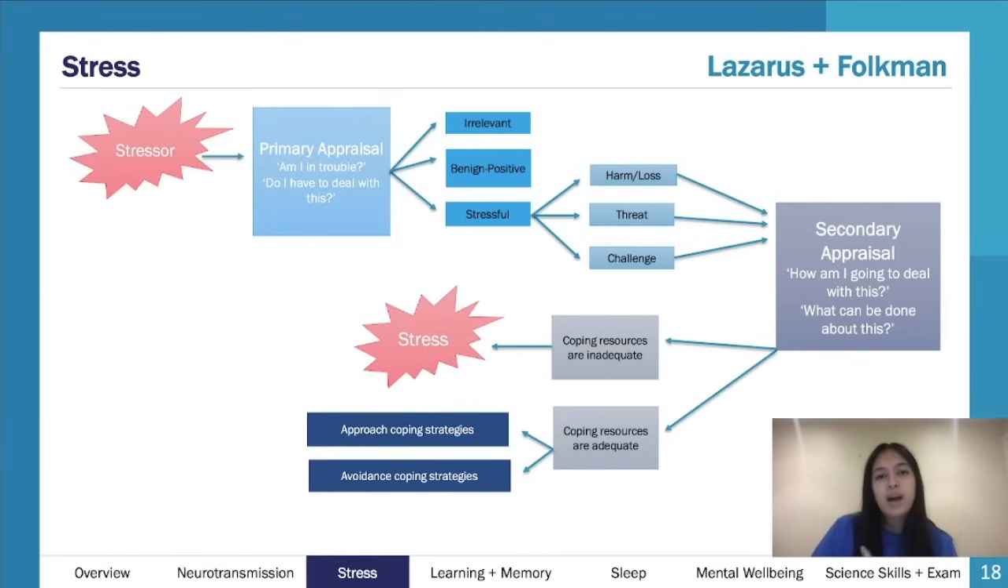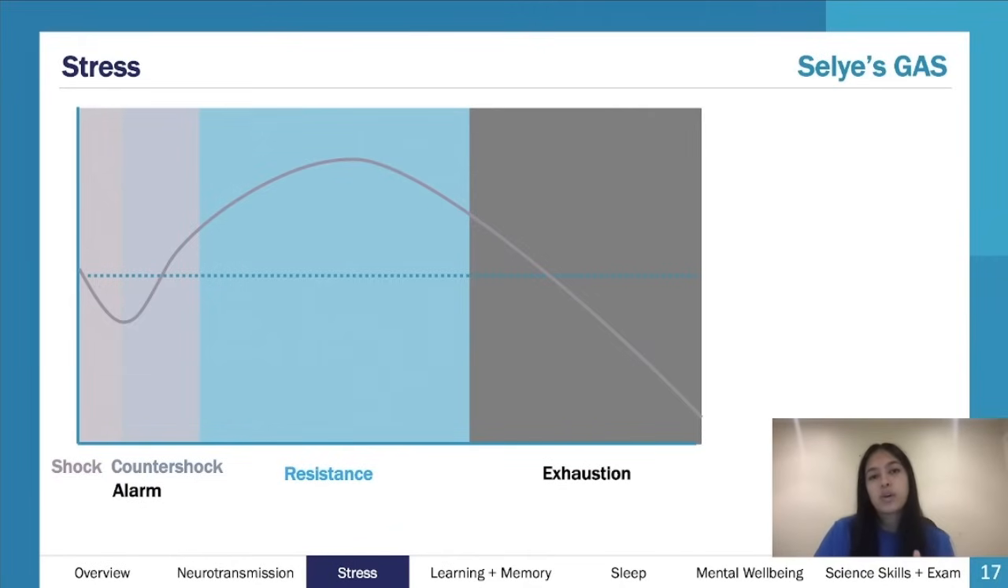Okay, so with our Lazarus and Folkman's, this is our transactional model. So again, in the name, we're kind of having this transaction with our environment. And when you think about transaction, you think a little bit more about conscious decisions or putting thought into it, or this idea of perceiving your situation a little bit more, whereas your GAS is your more one size fits all. So if you and all of your friends face a stressor, this is what's going to happen. You're going to go down and then up and then down.